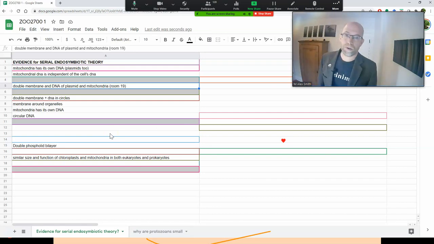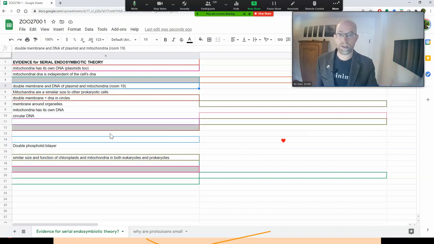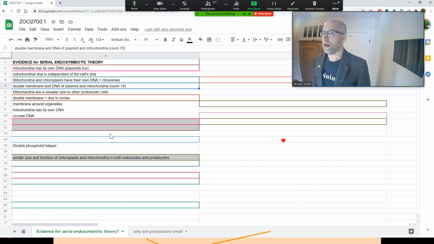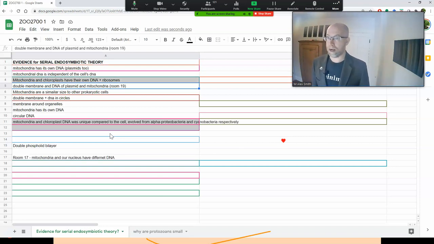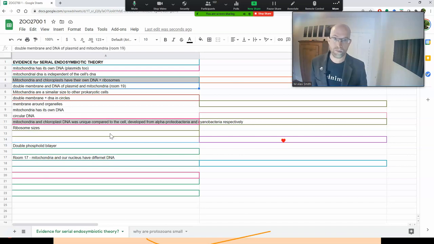So evidence for the serial endosymbiotic theory that you may not have known by this name, but that you've seen in the past. The mitochondria has its own DNA. Yep. Bang on. Mitochondria, and that DNA replicates independent of the cell's DNA. Yes. And this is also true for chloroplasts. Double membrane. Yes. Similar size. Mitochondria similar size to other prokaryotic cells. Circular DNA, reminiscent of the arrangement of other prokaryotic DNA.